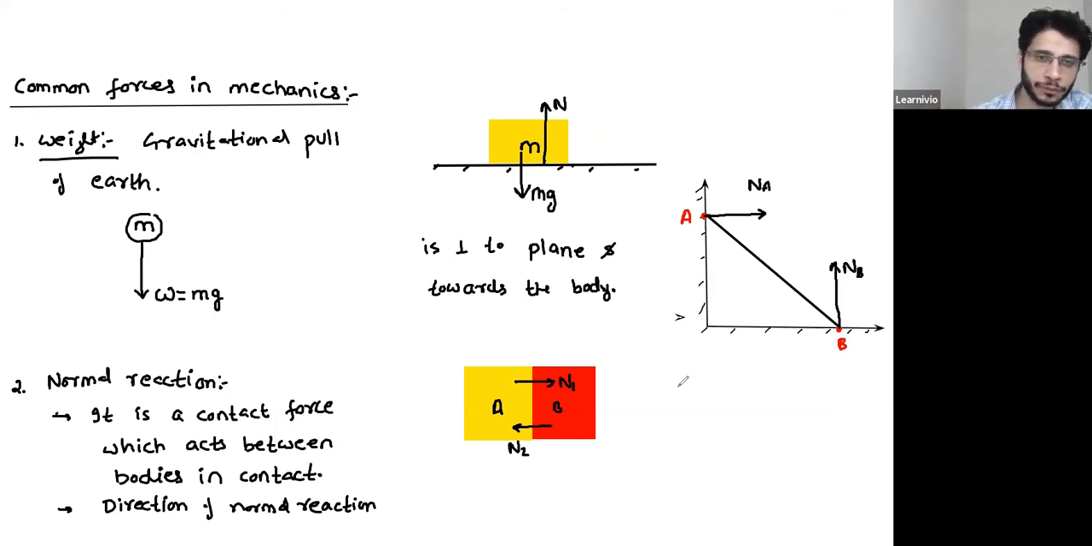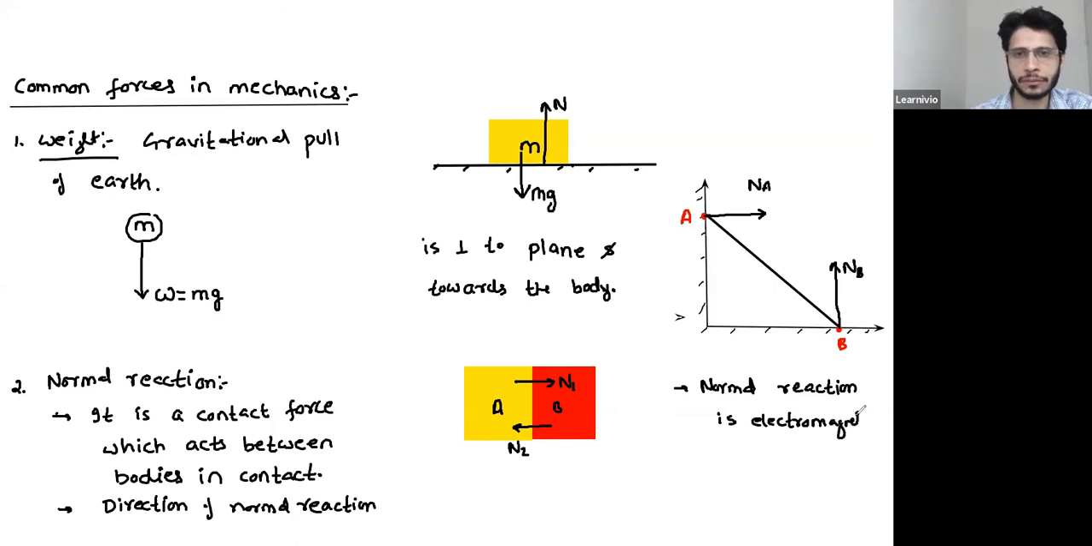And remember one more thing. Normal reaction is electromagnetic force. There's an electromagnetic force which acts between the molecules, the electrons and protons of the surface and electrons and protons of the rod. That's the force which is acting in between, the normal reaction. It's basically due to electron and proton interaction, this normal reaction.